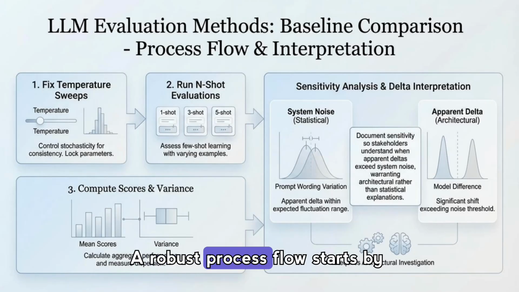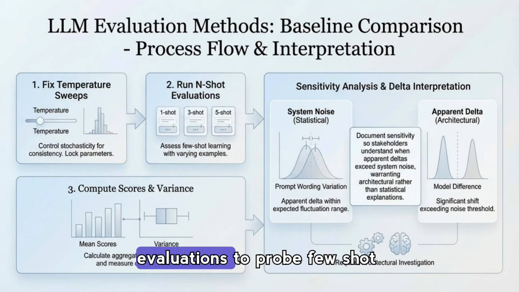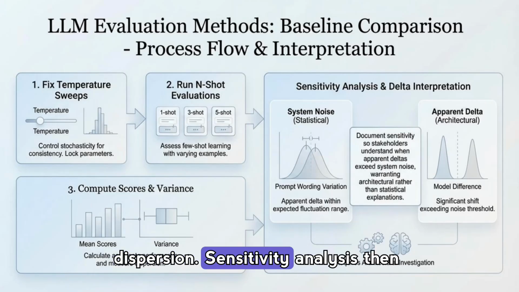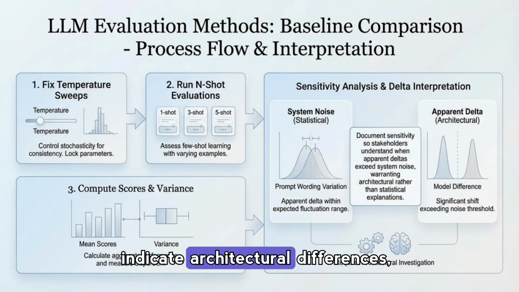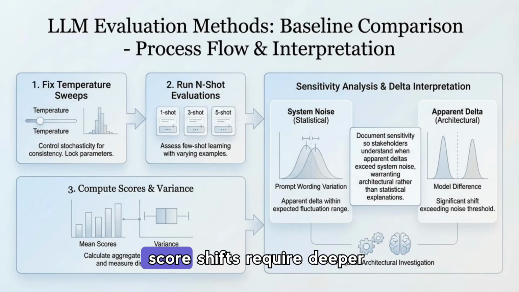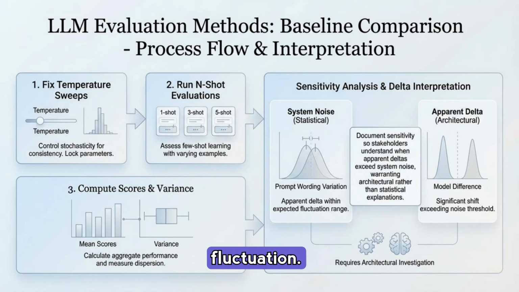A robust process flow starts by fixing temperature sweeps to control stochasticity, then running n-shot evaluations to probe few-shot learning, and computing mean scores and variance to quantify dispersion. Sensitivity analysis then separates expected system noise from apparent deltas that may indicate architectural differences, helping stakeholders interpret when score shifts require deeper investigation or are just statistical fluctuation.